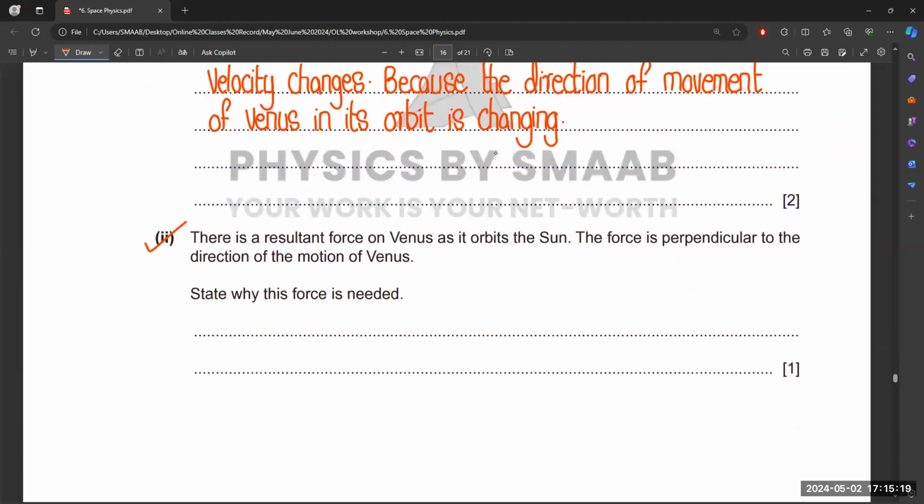And there is a resultant force on Venus as it orbits the sun. The force is perpendicular to the direction of motion. State why this force is needed. Basically, this is the force for circular motion, and we know that in circular motion we require a force to keep the body in a circular path. That force is called centripetal, and the same force is required in the motion of Venus in its orbit around the sun.